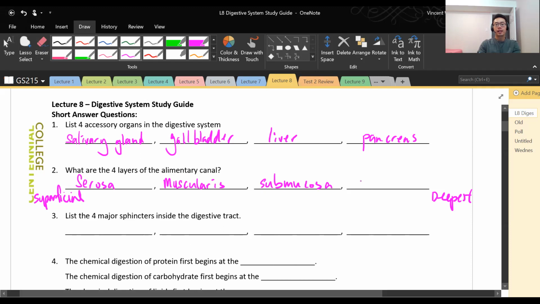Finally, the deepest layer, the layer that is in direct contact with the food, that's going to be the mucosa. Very good.